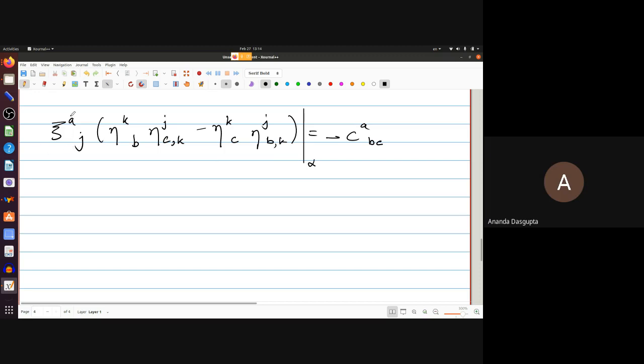This becomes delta, not delta function, delta symbol. This becomes delta KB, right? This becomes delta KC. So the J has to be replaced by A. What you end up with is eta AC comma B. And then let's put a minus sign here because I have a minus on the left hand side.